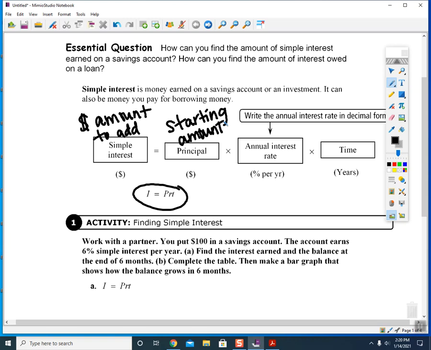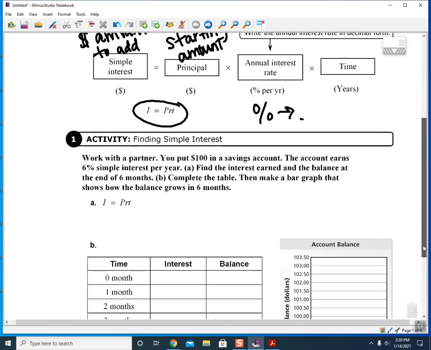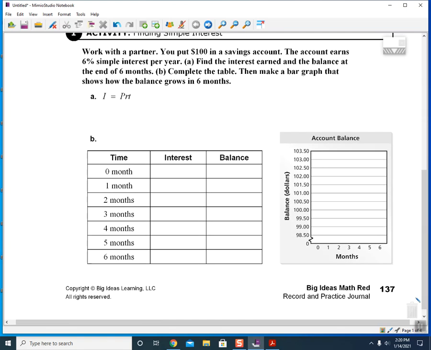Next is the annual interest rate. So our interest rate is going to show up as a percent, but we want to write it as a decimal. When we're dealing with our calculations, we need to make sure that all of our percents are in decimal form. And then the last one is time in years. So what we care about is how long has this money been gaining interest.